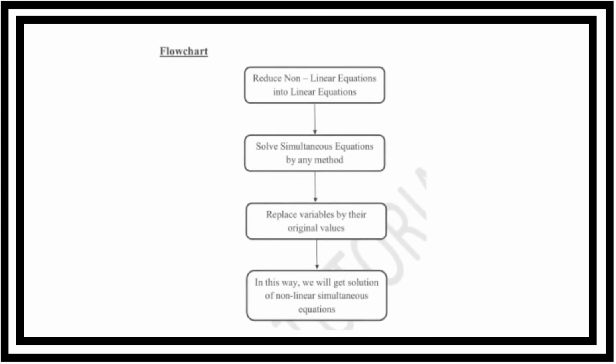Now let's revise how to solve nonlinear simultaneous equations with the help of a flowchart. So my step 1 is to reduce the nonlinear equation into a linear equation. Then solve the simultaneous equations by any one method. Then replace variables by their original values, and after substituting those values you will get the solution of the nonlinear simultaneous equations.